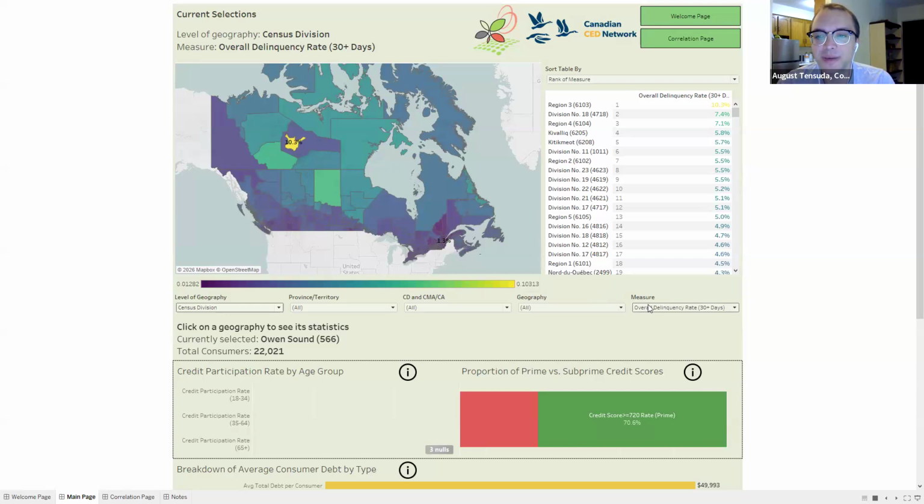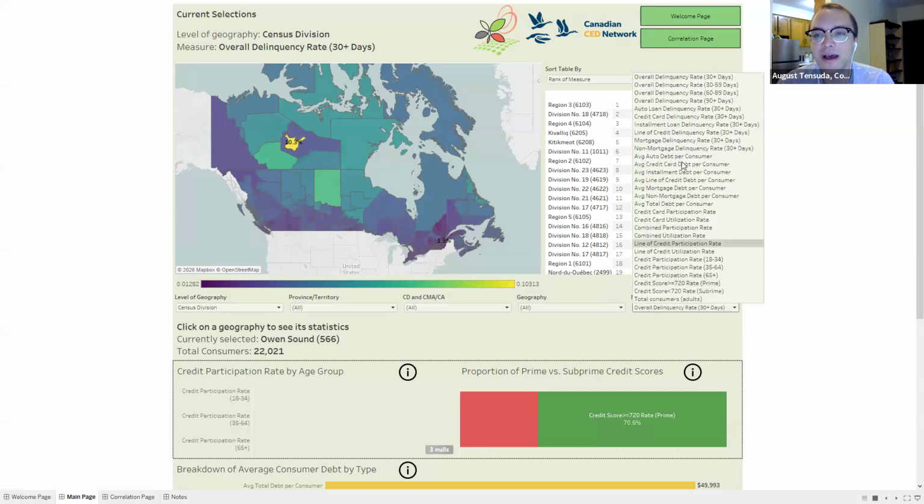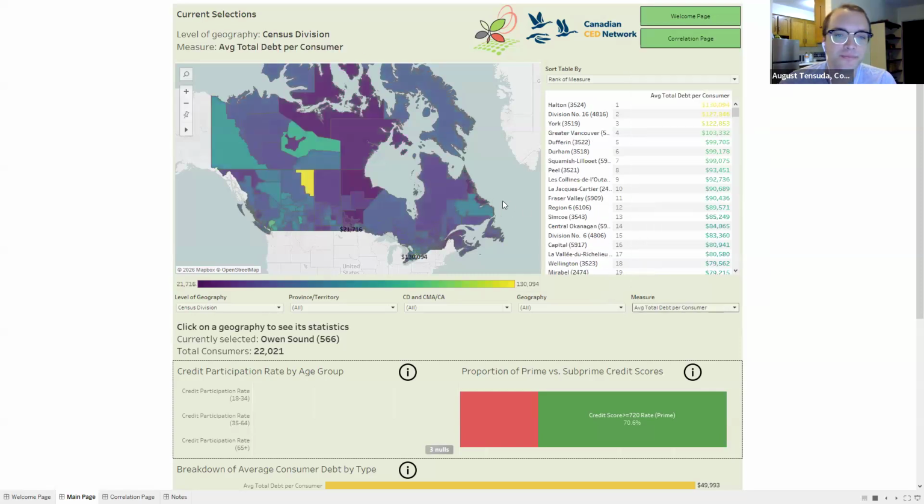So yeah, you can select different measures. I left it on average total consumer debt for the main view, just because I find that's one of the most interesting metrics for me personally.